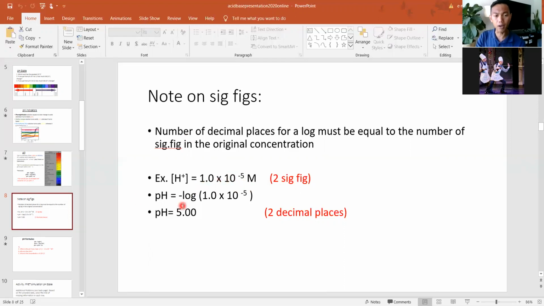Now let's plug it in on our calculator. So plugging the whole thing in, negative, don't forget that, it makes a big difference. Negative log of our given, we end up with 5.00, and there are perhaps other numbers after that.